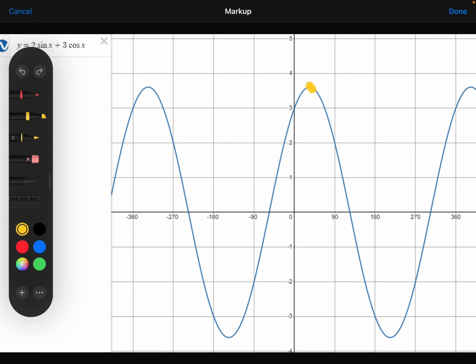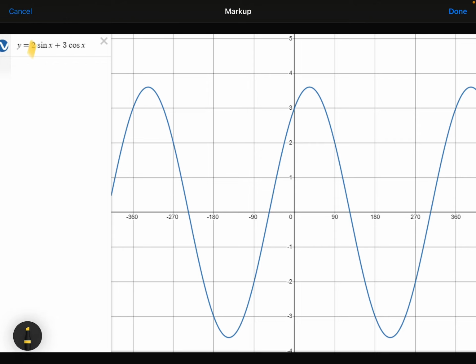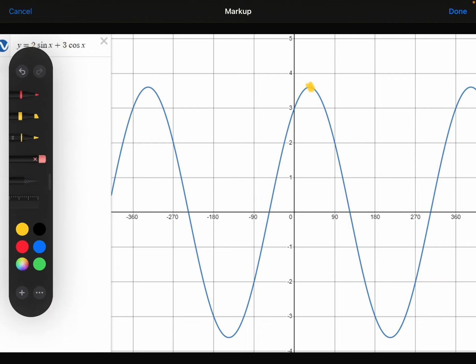You might think that the maximum is just going to be 2 plus 3, which is 5, but you can see that that is clearly not the case, because sine x and cos x do not have maximums at the same x value. So it's not as simple as that. So how do we find the coordinates of this point?